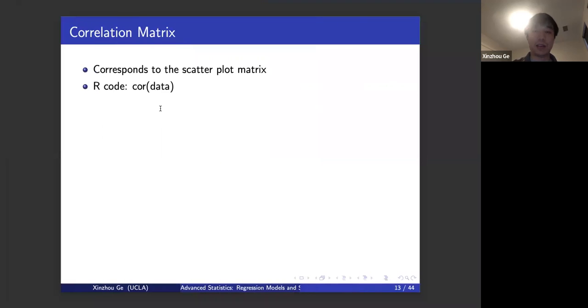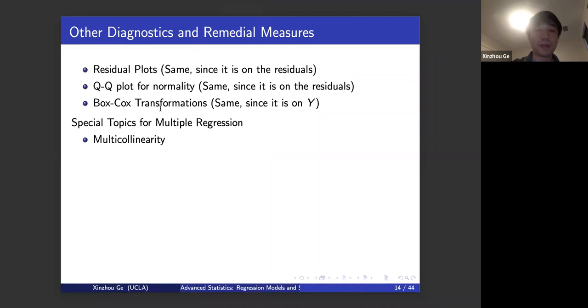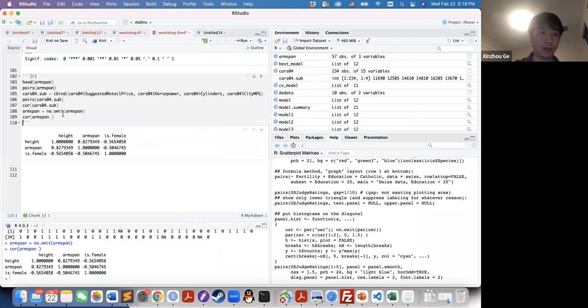Okay, so I will continue. We can still generate the residual plots and QQ plots. And we can also do Box-Cox transformation, as we have done before for the simple linear regression models. Here I just show a quick example.